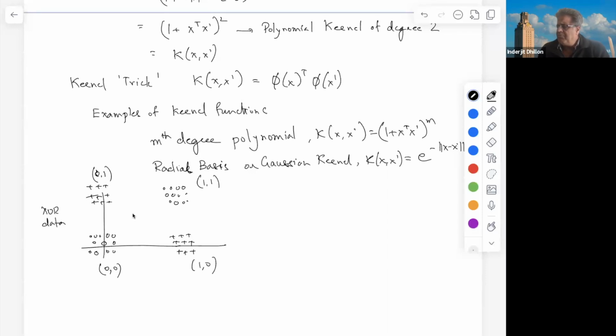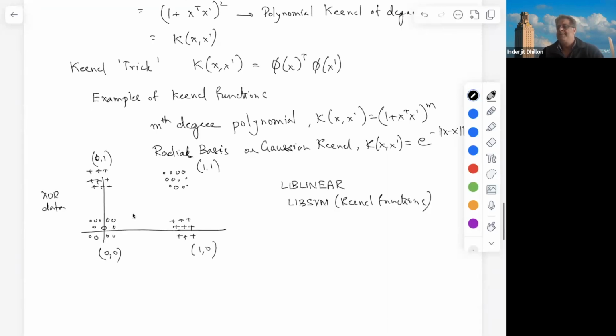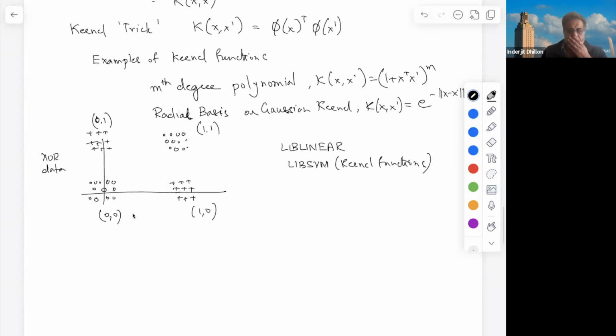I think that's about the end of what I'm going to talk about in terms of SVMs. There are very, very good software packages if you ever want to use SVMs. Liblinear, that's for linear SVMs, but non-linearly separable SVMs. And then there is libSVM, which can handle kernel functions. Okay. Any questions?